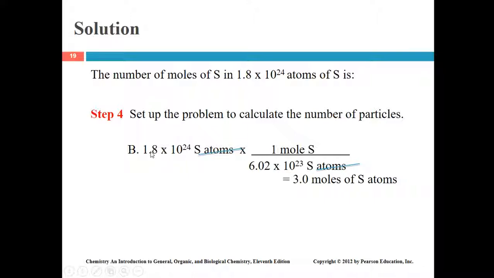Now, that means you're going to go 1.8 times 10 to the 24th times 1 divided by 6.02 times 10 to the 23rd. Please do this on your calculator. You should get 3 moles of sulfur. If you get some big number, I know what you're doing wrong on your calculator, but you don't know what you're doing wrong. But I can help you. So if you don't get 3 when you do this, please send me an email and let me help you walk through this.